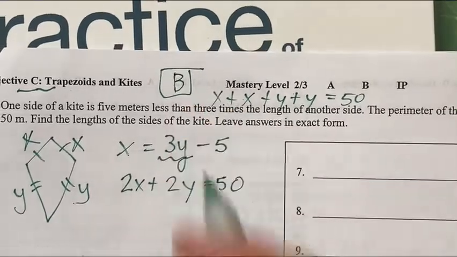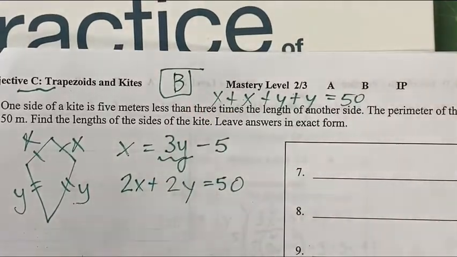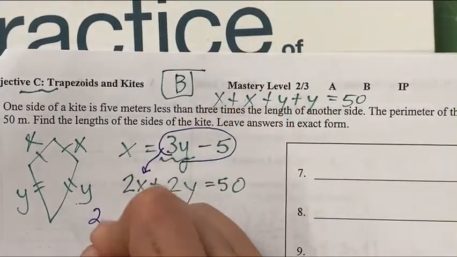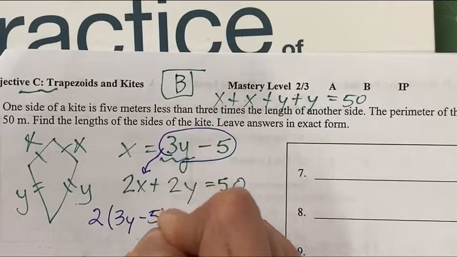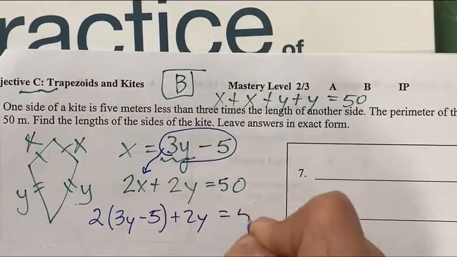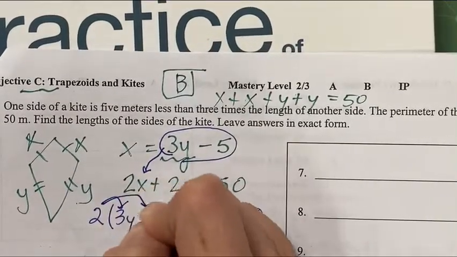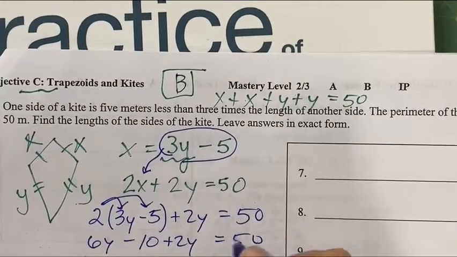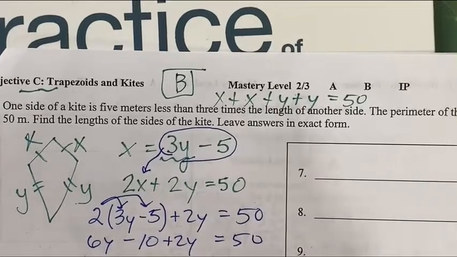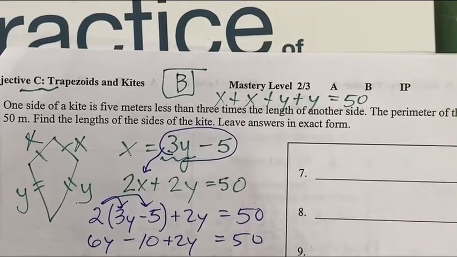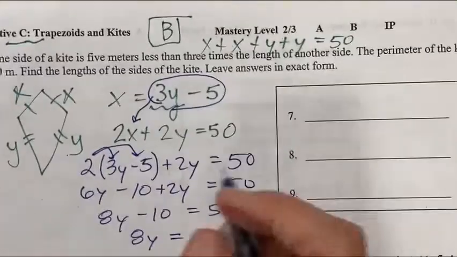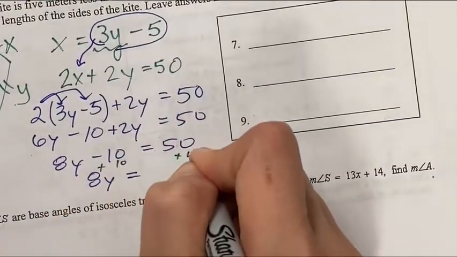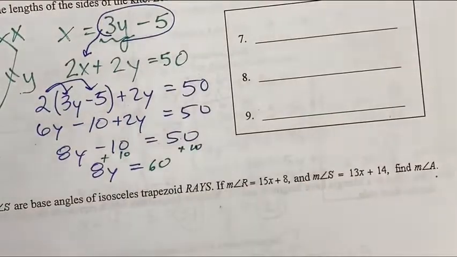Okay, so now what's next? Now it's an algebra problem. We're going to substitute this in for x. So 2 times this stuff plus the 2y is equal to 50. So when we distribute, we add 10 to both sides and get 60.